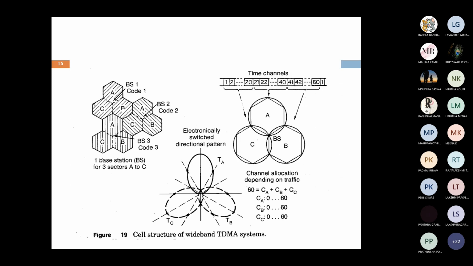Series 1, the cell structure with a wideband TDMA system. This is the general block diagram, cells A, B, C like this. Here, base station 1 uses code 1, base station 2 uses code 2, base station 3 uses code 3. That is, we are using different codes. Similarly, suppose 60 channels are available, we have to form sets, with every 20 channels forming one set.